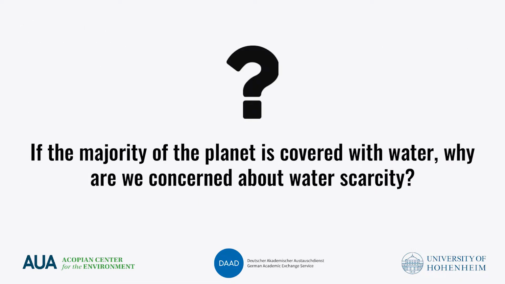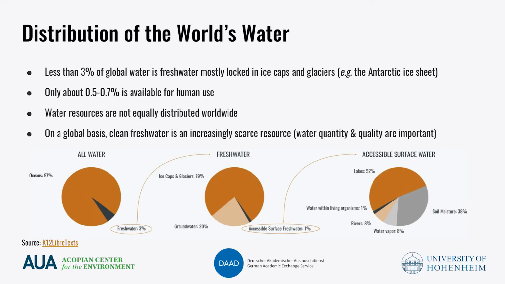If the majority of the planet is covered with water, why are we concerned about water scarcity? Despite the abundance of water on Earth, less than 3% of water is freshwater. The rest is characterized by high salinity, such as water in the ocean. Moreover, 3/4 of freshwater is trapped in ice caps and glaciers. Only about 0.5% of all the water on the planet is accessible for human use.